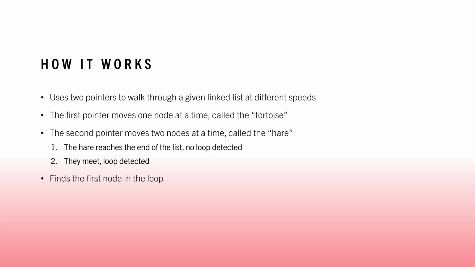How it works: you use 2 pointers to walk through a given linked list at different speeds. The first pointer moves 1 node at a time, called the tortoise. The second pointer moves 2 nodes at a time, called the hare. If the hare reaches the end of the list, then there's no loop detected. If the 2 pointers meet each other or are ever the same, that means there's a loop in the list. If there's a loop in the list, we then go find the first node in the loop.